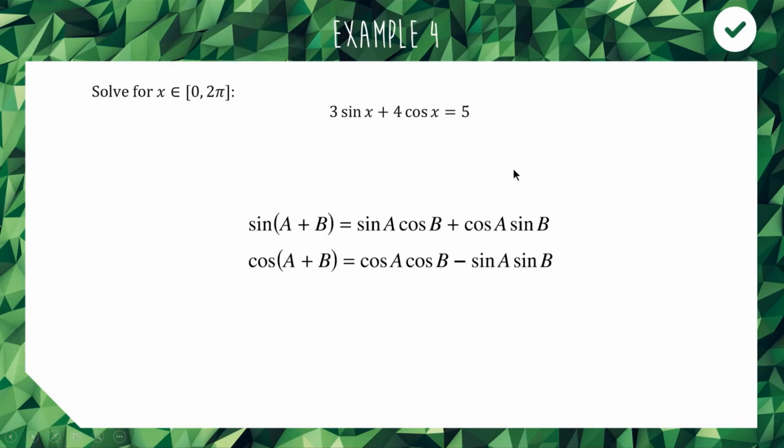So we are hoping that there is a way of writing this left-hand side of the equation in this form: something times sine of x plus something. Okay, and it's going to work. So first thing we need to do is expand this out using our identity. So we're going to have r sine x cos alpha plus r cos x sine alpha.